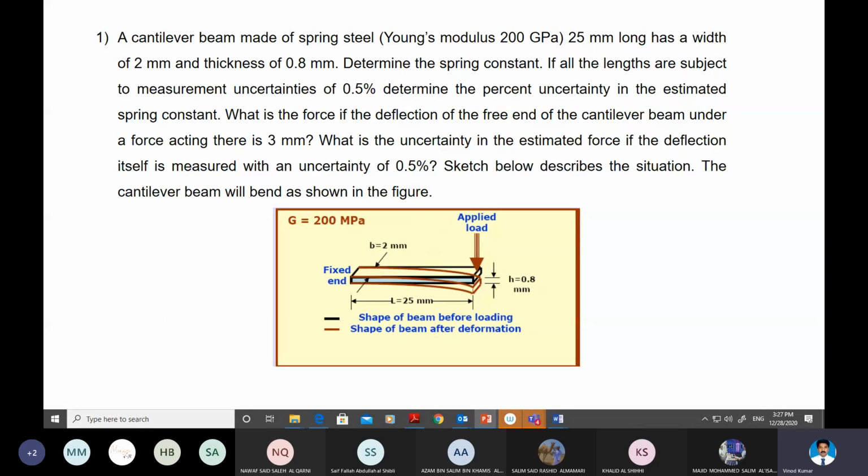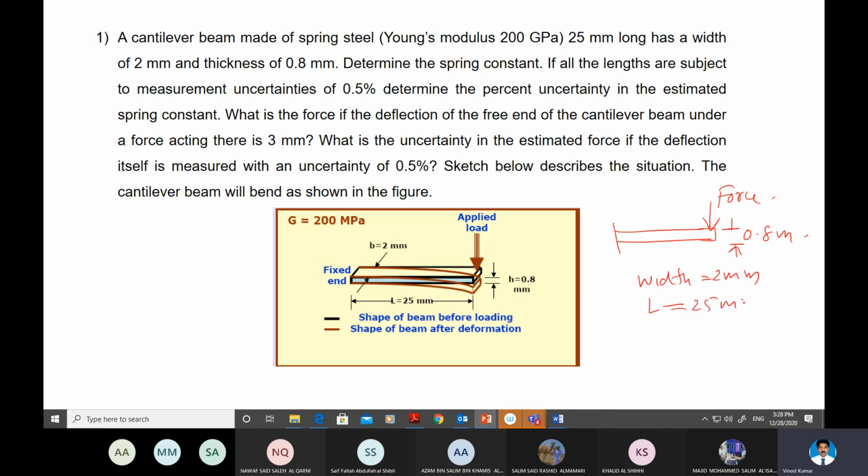This question is determination of force using a cantilever. Cantilever, one end fixed and the other end free, and a force is applied here. This is the force applied. The height of the cantilever is 0.8 millimeter, the width is equal to 2 millimeter, and length L equal to 25 millimeter. So length, width, and height are all given.